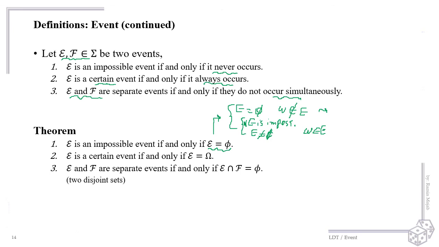The second one is E is a certain event if and only if E is omega, the sample space. The proof is similar to this one. And here E and F are separate events if and only if their intersection is empty. Again, the proof is simple, and I leave it as an exercise.